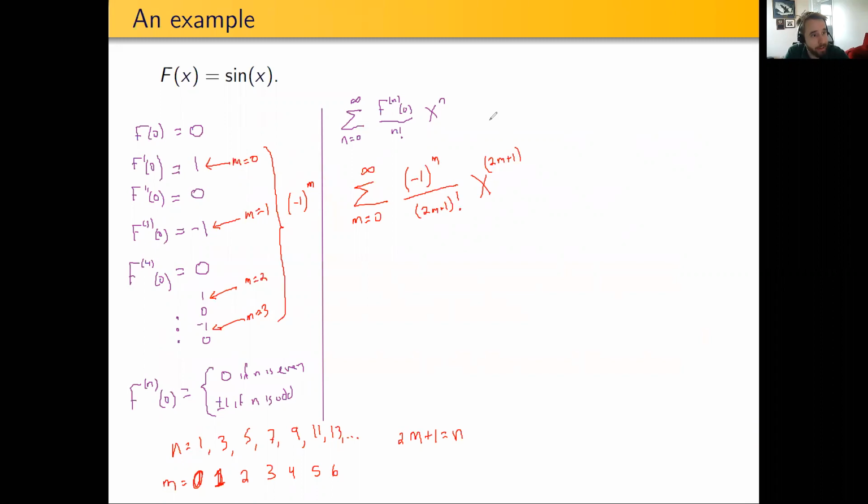All right, and what we have here is a nice formula that represents our sine function under the guise of a Maclaurin series. And this is indeed the Maclaurin series, or the power series, associated with the sine function centered at 0. Awesome. Okay, let's turn to what will ultimately be a slightly easier example.